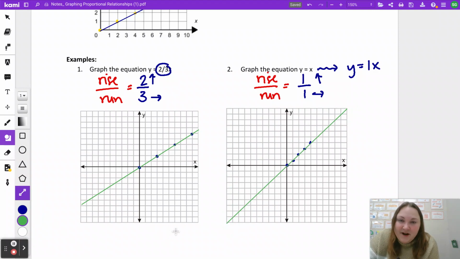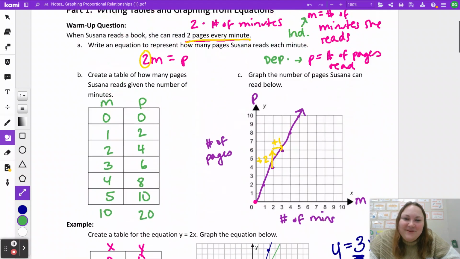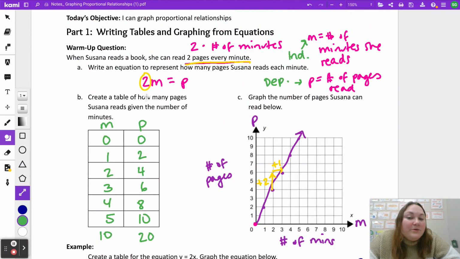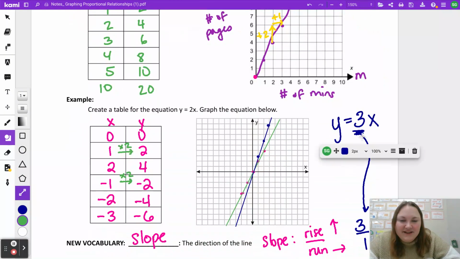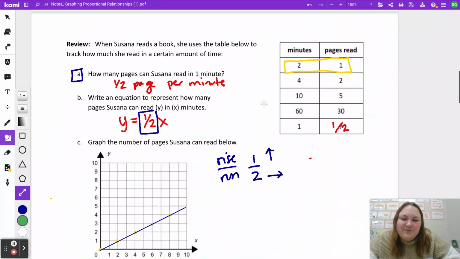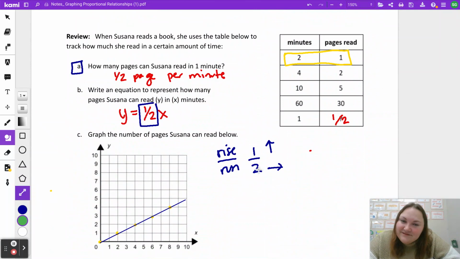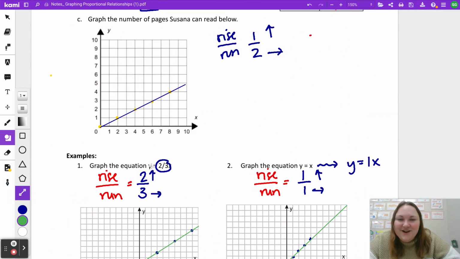In part 1 of this lesson, the first video on this lesson, we looked at equations where the slope is a whole number, like 2 or 3. Then we looked at equations where your slope is a fraction, like 1/2 or 2/3. The final part of this lesson and what you're going to see in part 2 in the second video, can you guess what it is?